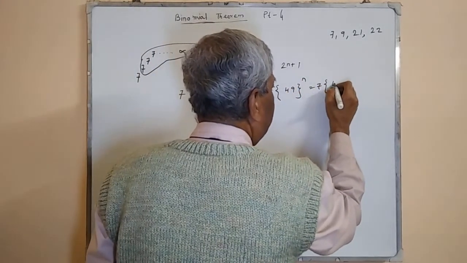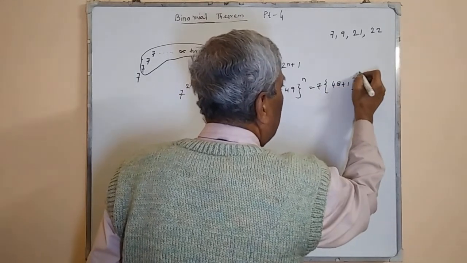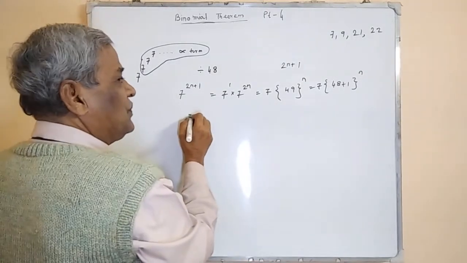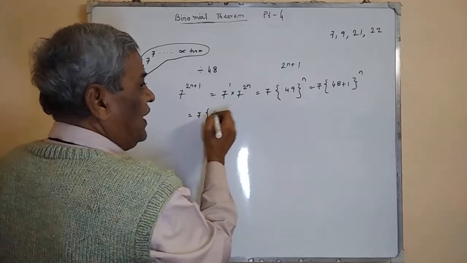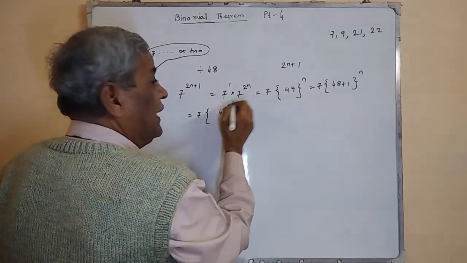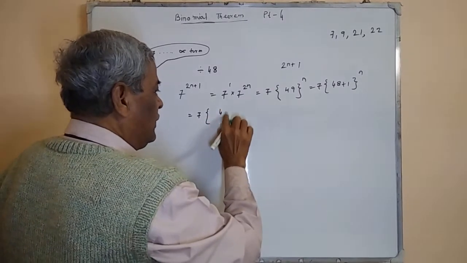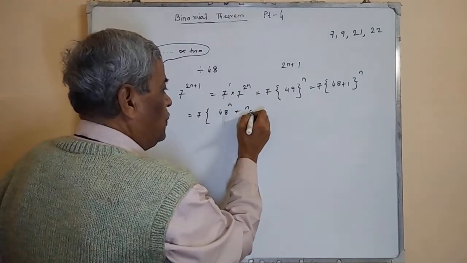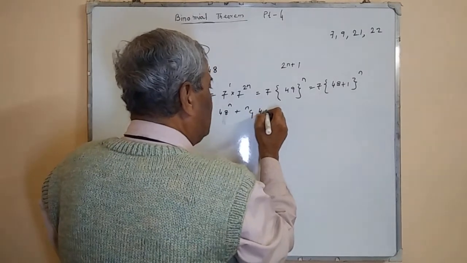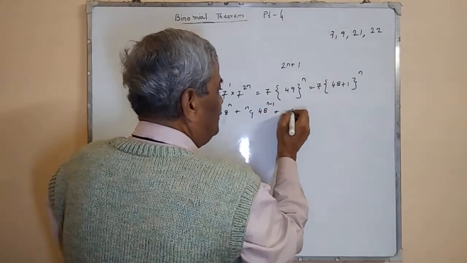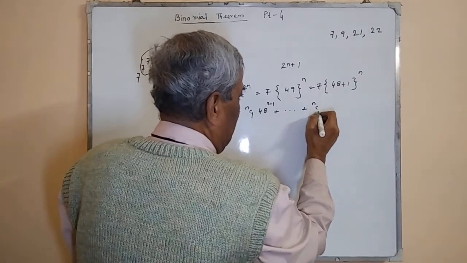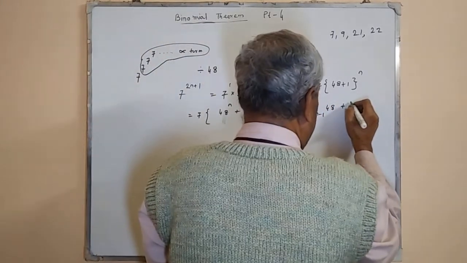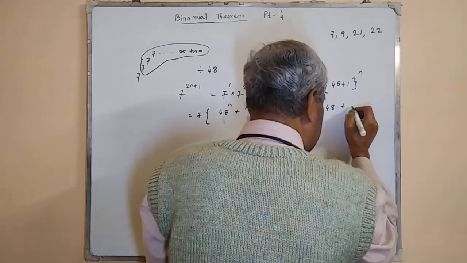7 into 49 to the power n. Now we expand it binomially so that it is equal to 7 into (48 plus 1) to the power n, which is nC0 48 to the power n plus nC1 48 to the power n minus 1, up to nC(n minus 1) 48 plus nCn, that is 1 into 1.